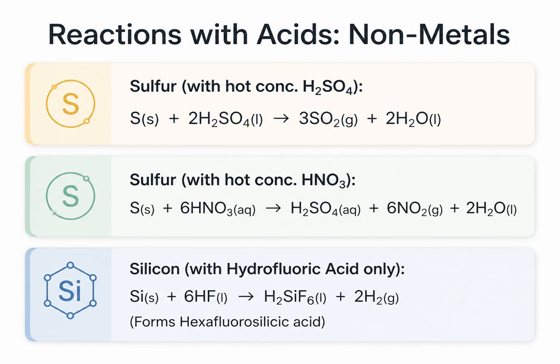For the nonmetals, sulfur is oxidized by hot concentrated sulfuric acid to sulfur dioxide, and by hot concentrated nitric acid all the way to sulfuric acid, releasing nitrogen dioxide. Silicon, phosphorus, and chlorine generally don't react with standard acids because they are acidic themselves. The only exception is silicon reacting with hydrofluoric acid to form a soluble hexafluorosilicate complex ion.